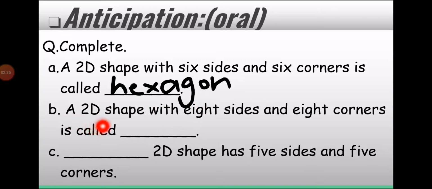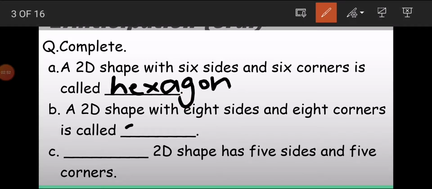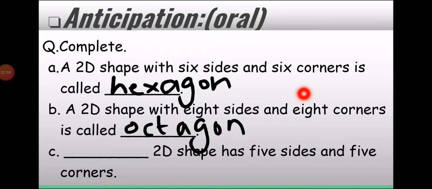B. A 2D shape with 8 sides and 8 corners is called dash. So again, a two-dimensional shape, a flat surface shape, a closed shape with 8 straight sides and 8 corners. So it is octagon. Let me write its spelling. Octagon. An octagon has 8 sides and 8 corners. It's a flat surface shape, a closed shape with 8 sides and 8 corners.